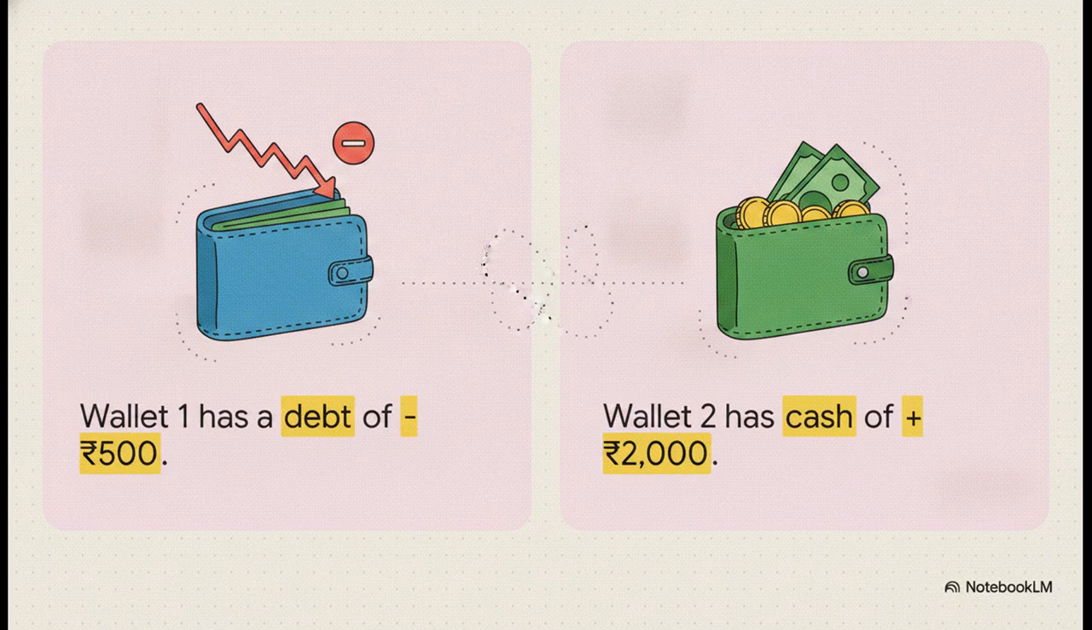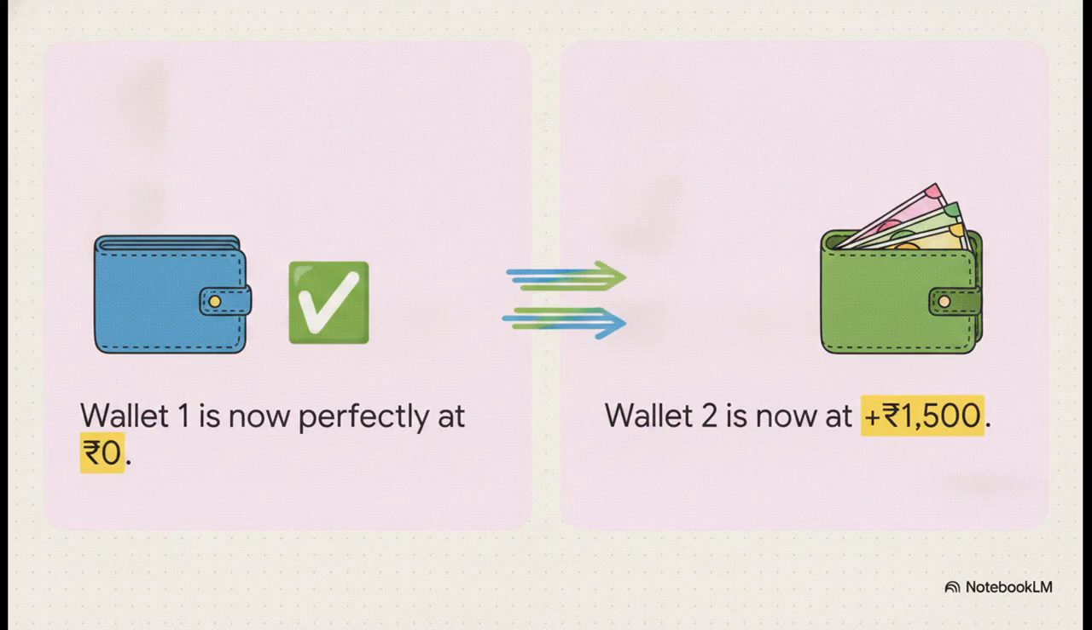Now, instead of running to the bank to withdraw 500 rupees just to clear that first debt, you'd obviously just take 500 rupees out of the cash you already have in the second wallet, right? Just makes sense. By doing that simple bit of math, you leave one wallet completely clean. Wallet 1 is now perfectly at 0. The debt is gone. And wallet 2 simply updates to show your remaining positive balance, which is 1,500 rupees. You haven't lost any overall wealth at all. You've just internally balanced your accounts. Definitely keep this idea in mind because this is exactly how Amazon operates.